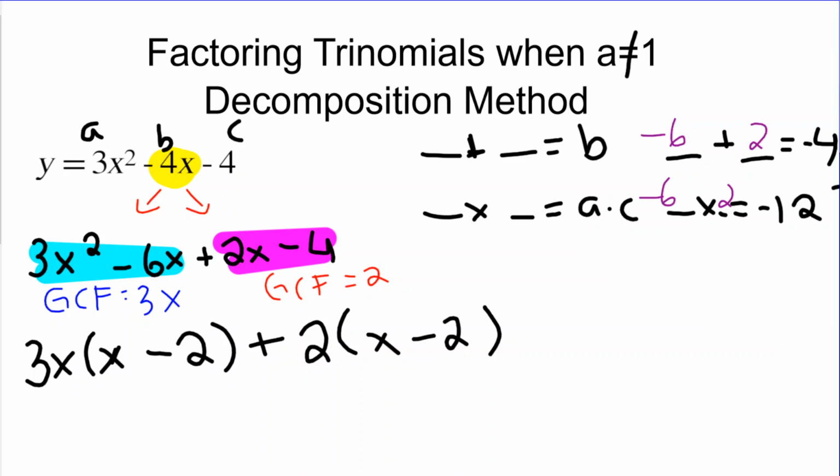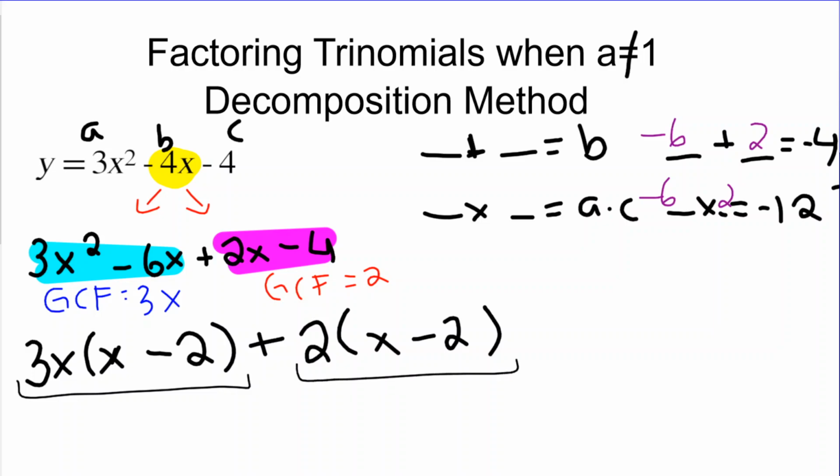We're going to notice something in common now, right? I essentially went from 4 terms, right? 3x squared minus 6x, 2x, and -4 to 2 terms. I have term 1, right? 3x times x minus 2. Yes, one of the factors is a binomial, but this whole thing is considered one term. And then 2 times x minus 2.